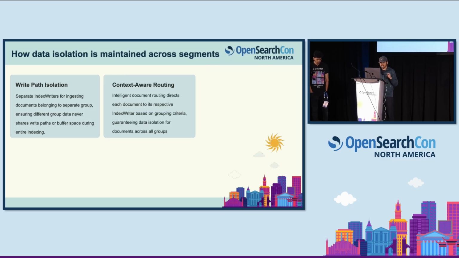The second part of how we achieve data isolation for context-aware segments is context-aware routing. During indexing, before even indexing a particular document, we identify the group to which this document belongs, and post that we redirect the ingestion request for this document to its respective index writer. By doing this, we are guaranteeing data isolation for documents across groups.